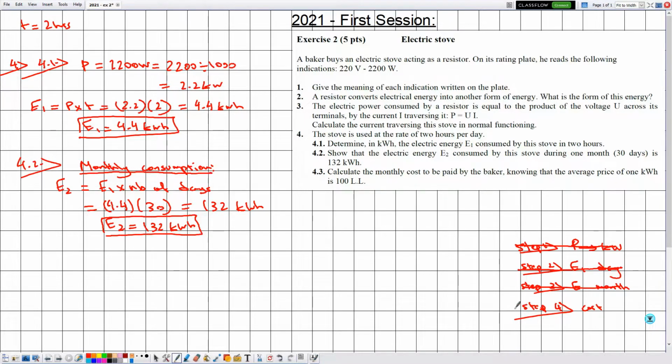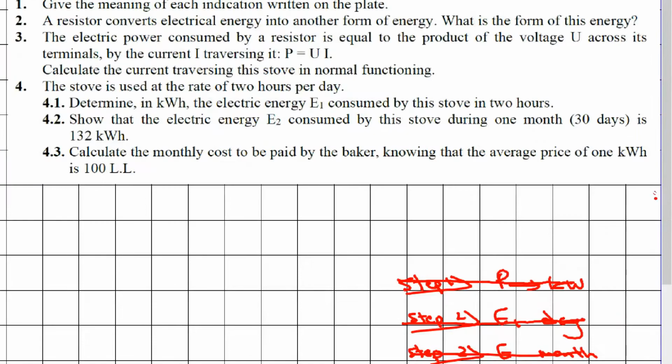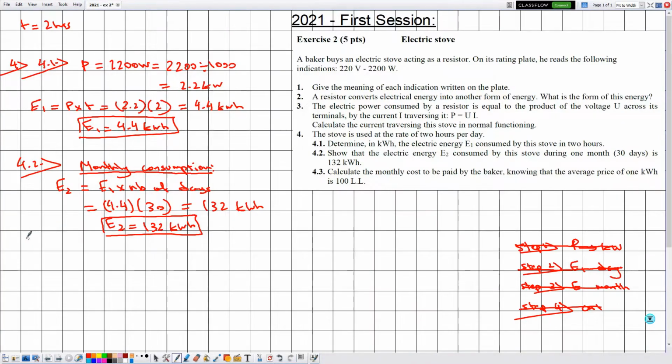And now finally we expect that they will ask us about the cost. Indeed, calculate the monthly cost to be paid by the baker, knowing that the average price of 1 kilowatt hour is 100 Lebanese liras. Then in 4.3, we are calculating the monthly cost. And the monthly cost is simply given by, so the cost is equal to E2 multiplied by the price. Now the value of E2 is given by 132, and the price of 1 kilowatt hour is given by 100. Then this is equal to 13,200. And for sure in Lebanese liras.